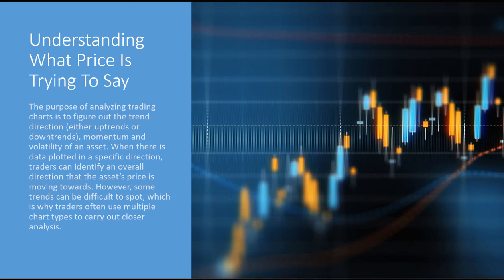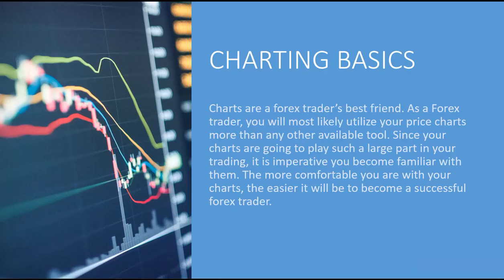Now, the purpose of analyzing trading charts is to figure out the trend direction, momentum, and volatility of an asset. When there is data plotted in a specific direction, traders can identify an overall direction that the asset's price is moving towards. However, some trends can be difficult to spot, which is why traders often use multiple chart types to carry out closer analysis. So let's talk about some charting basics before we're looking at any decision making.